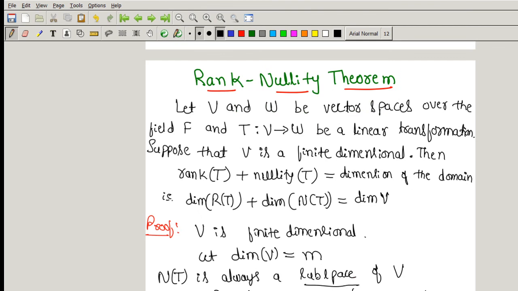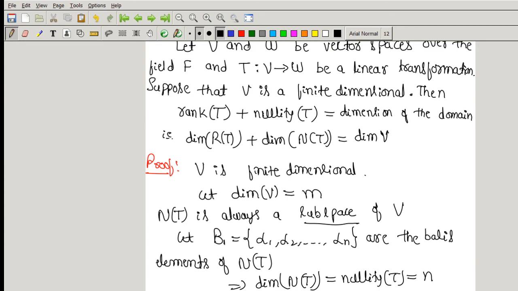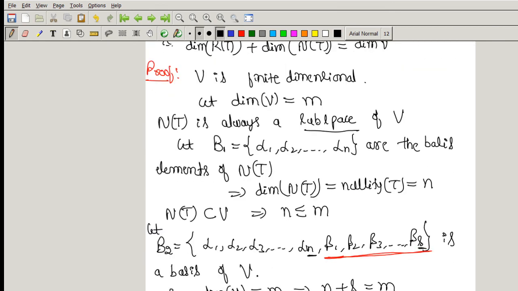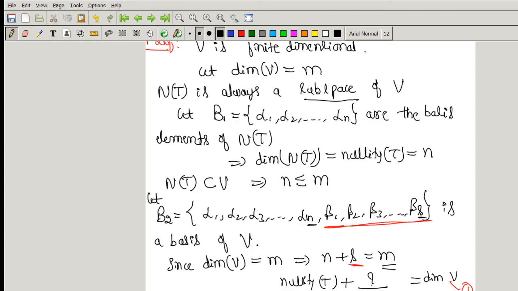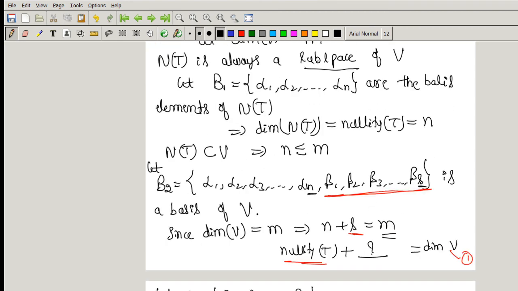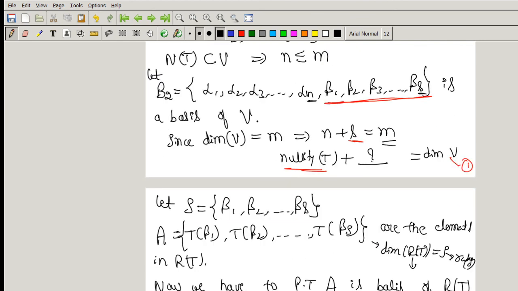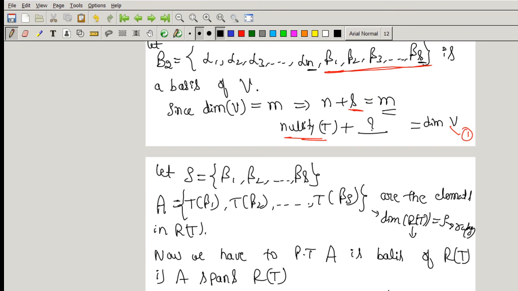V and W are vector spaces over a field F, T from V to W is a linear transformation, and suppose that V is finite dimensional. Then we have to prove that rank of T plus nullity of T is equal to the dimension of the domain. V is a finite dimensional vector space, so suppose its basis contains M elements, and N of T is a subspace, also a vector space. Call this set containing N elements. Therefore, I extend the basis of the null space to a basis of the vector space V, which I call the basis elements of the domain space.